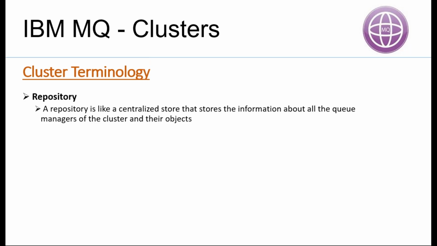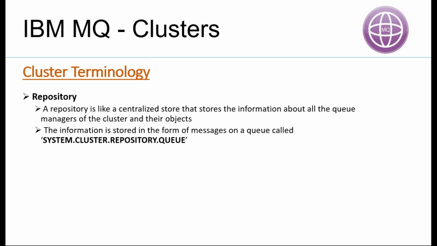The best example is our human brain, which is the very best example of a repository because we are storing a lot of information in our brains. So like that, every queue manager is a repository. In the same way, every cluster also has a repository, and each and every queue manager inside the cluster is going to act as a repository because they contain some information.